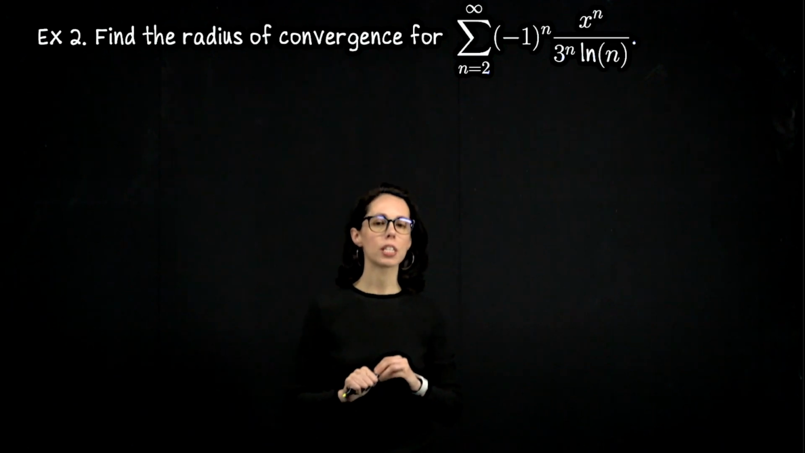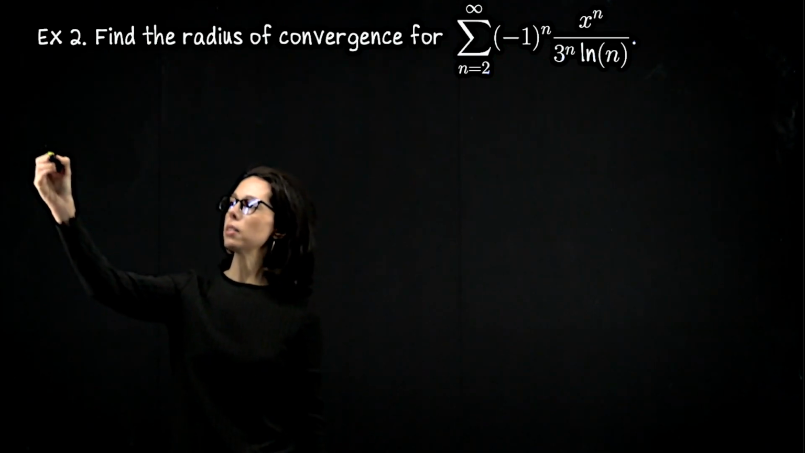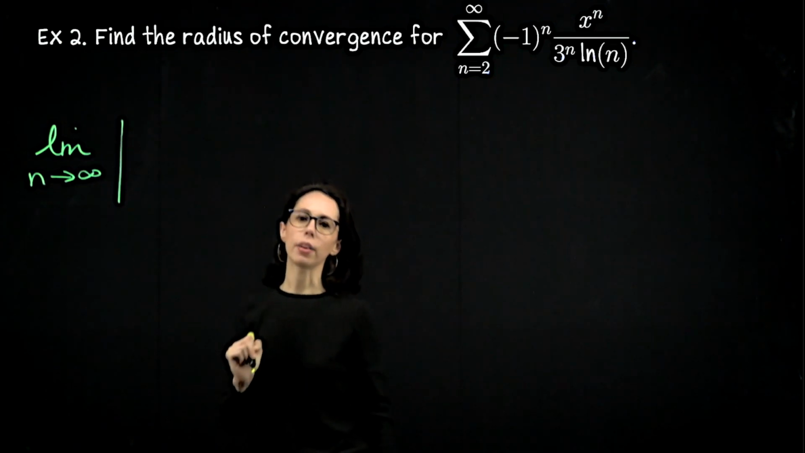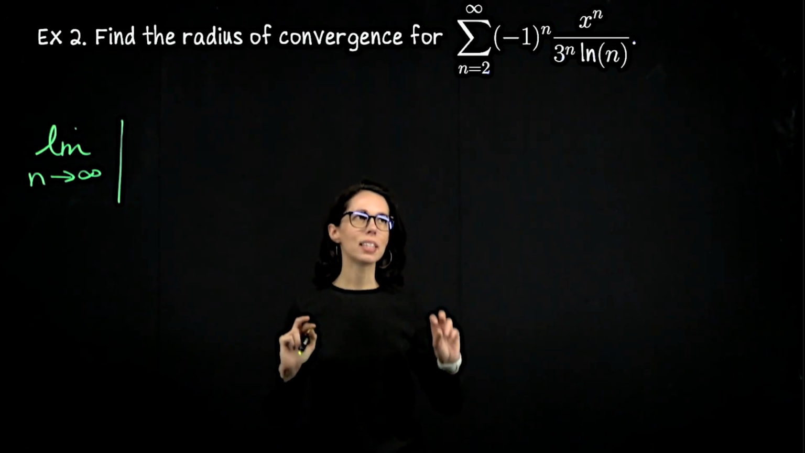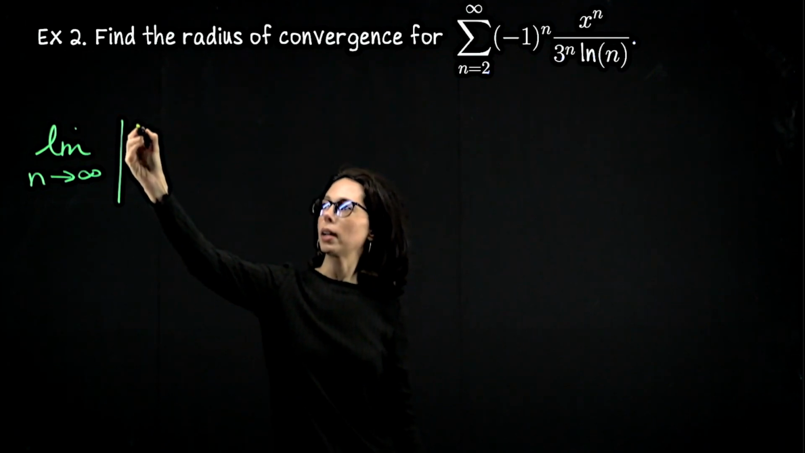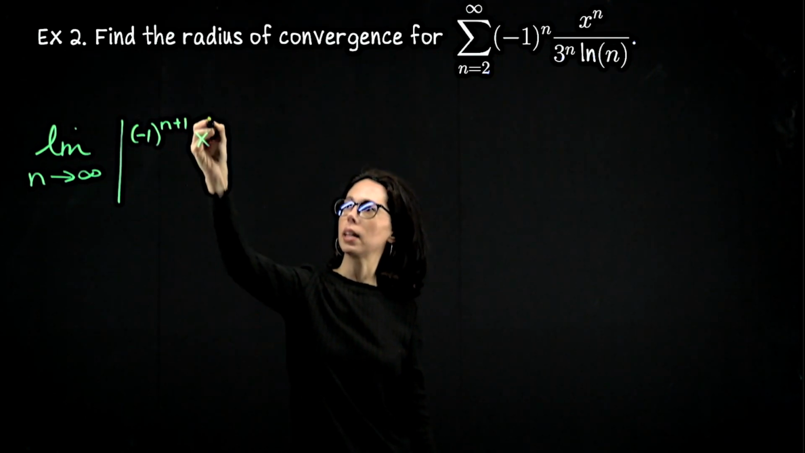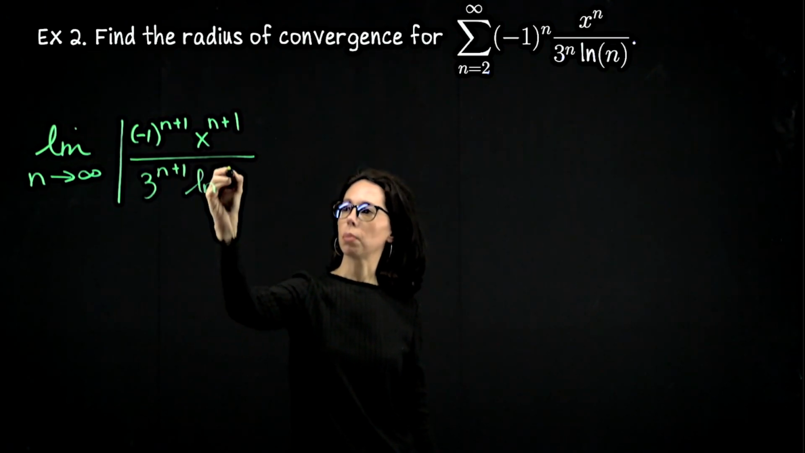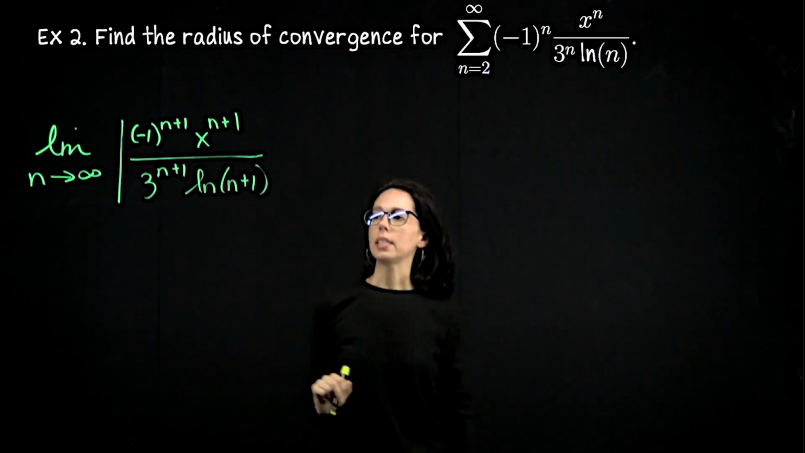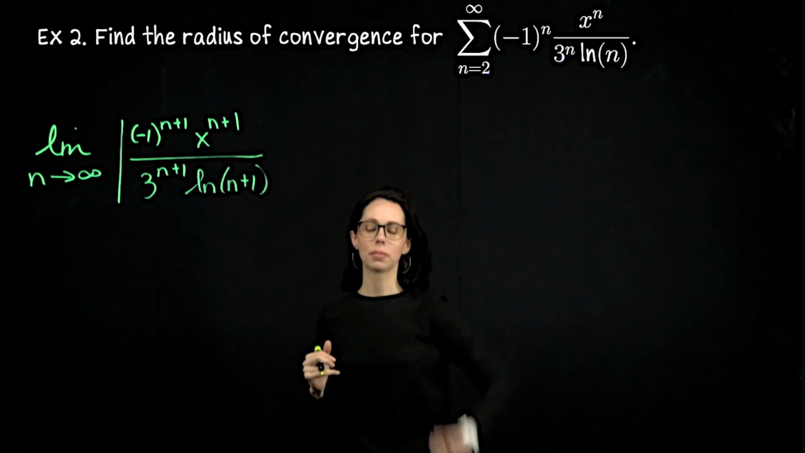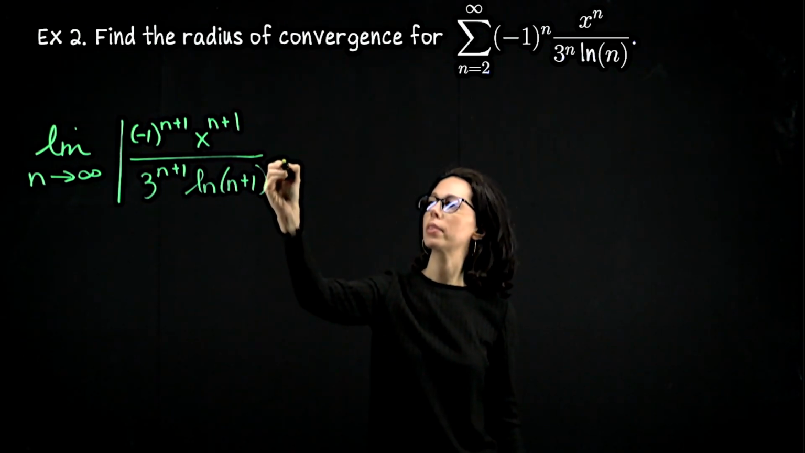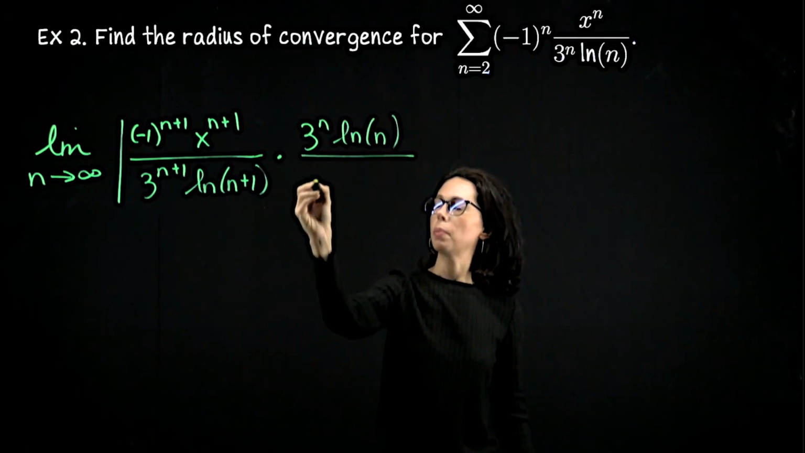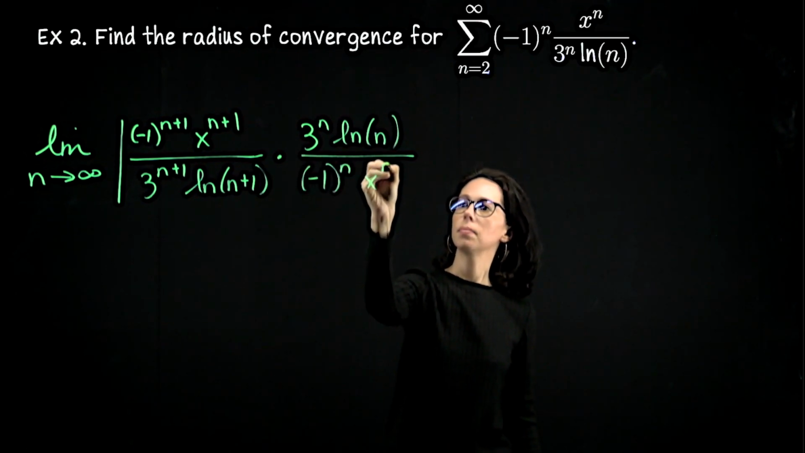So to find the radius of convergence for this power series, let's set up and evaluate the ratio test. So we'll say, what's the limit as n goes to infinity of the absolute value of this expression with the index being replaced with n plus 1. So I will write -1 to the n plus 1, x to the n plus 1, divided by 3 to the n plus 1 times the natural log of n plus 1. We need to divide this expression by the nth term, or the terms here with the index just set at n. That's like multiplied by the reciprocal. So we'll have 3 to the n natural log of n divided by negative 1 to the n x to the n.